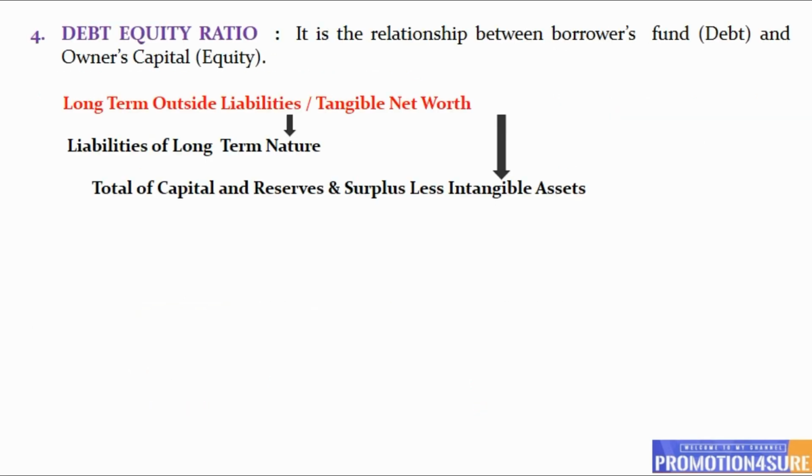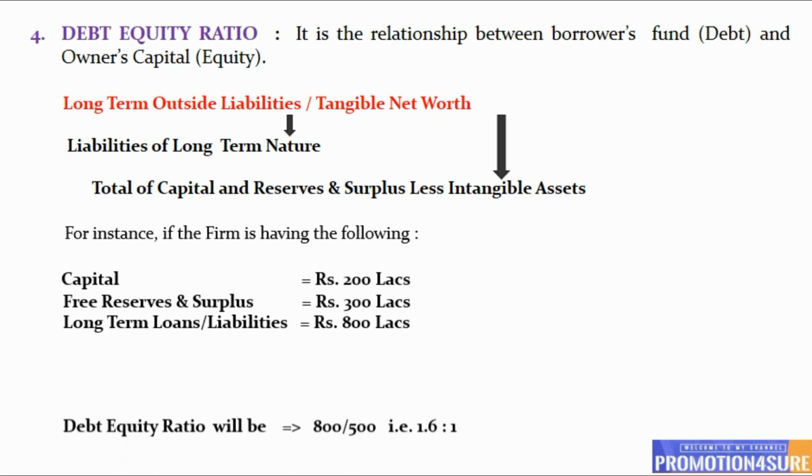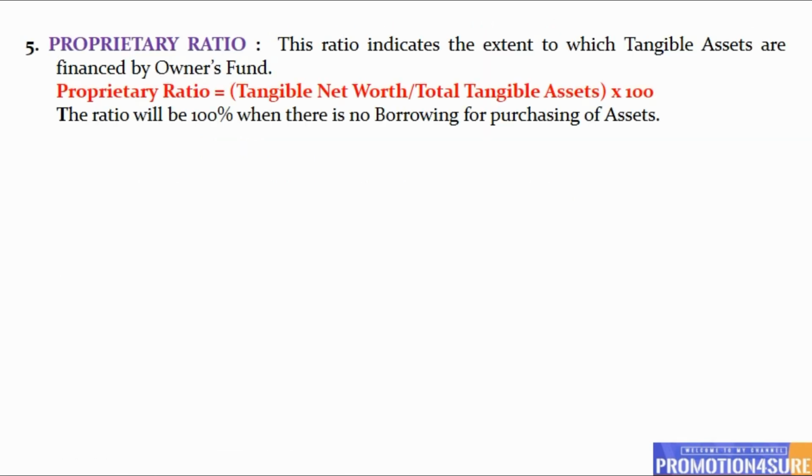Now, the debt equity ratio is the relationship between the borrowed funds, which is debt, and owner's capital, which is equity. Long-term outside liability divided by tangible net worth. So owner's capital is net worth and the debt is long-term liabilities. Liabilities is something which you have to pay. Tangible net worth is the total of capital and reserve and surplus less intangible assets. This is an example which you can see.